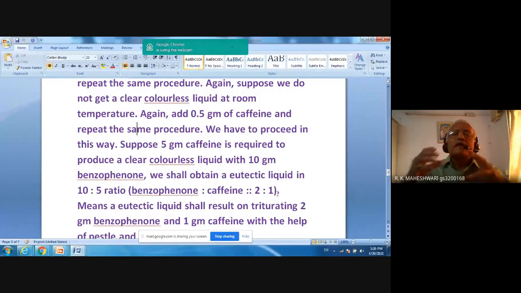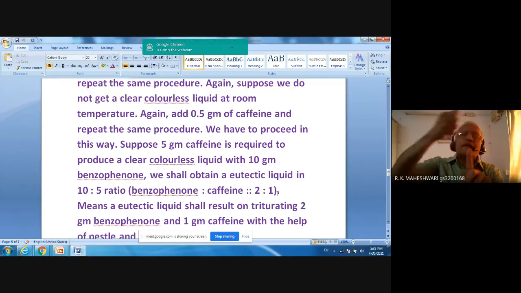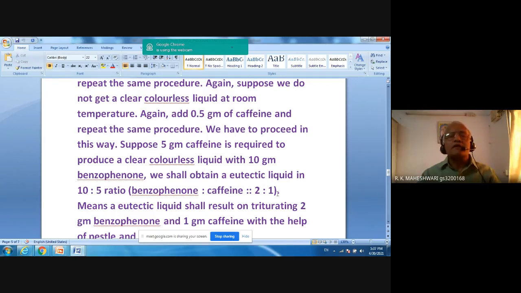trituration, heat is also generated that will melt benzophenone, and once it gets melted, then the caffeine will get dissolved in that, and a time will come when after sufficient trituration, you will get a clear colorless liquid, Eutectic liquid. Okay, so in this way you will try.